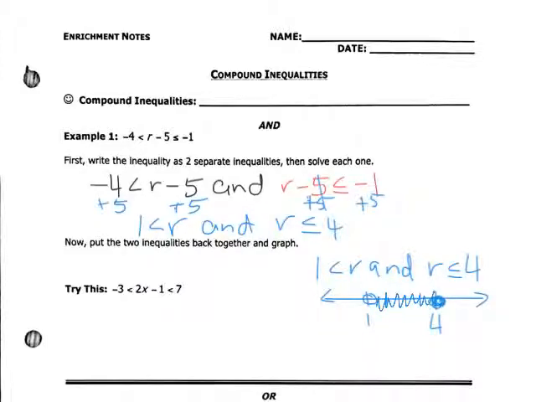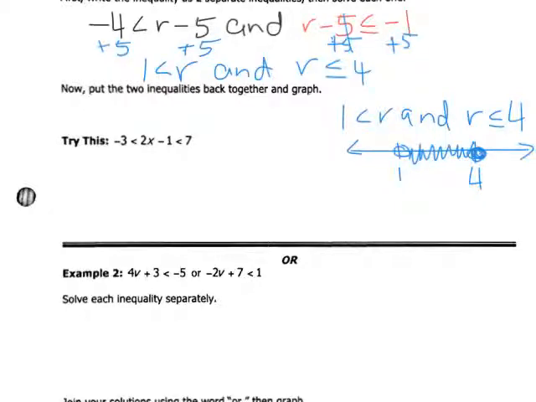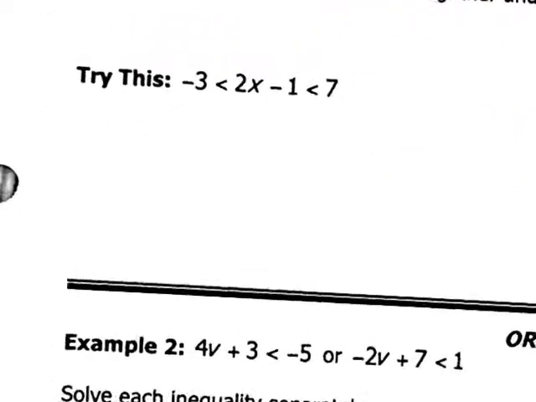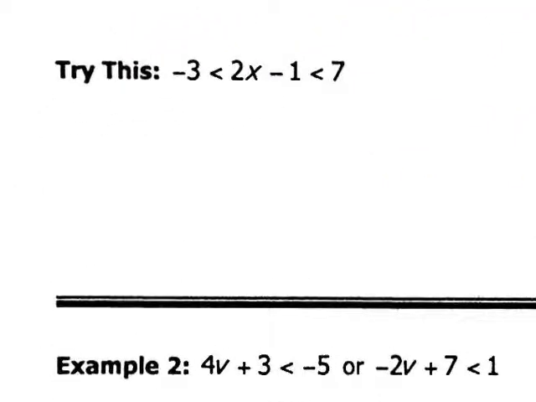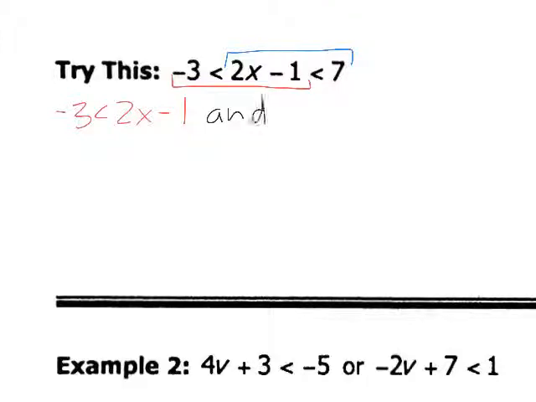Go ahead and pause the video, do the try this, and then you can play it when you're ready to see what I put down. Okay, I start by breaking my inequality apart. I'm going to zoom in here. I break my inequality apart with this part and this part, so that I know -3 is less than 2x minus 1, and 2x minus 1 is less than 7.